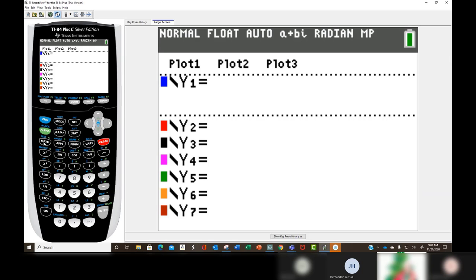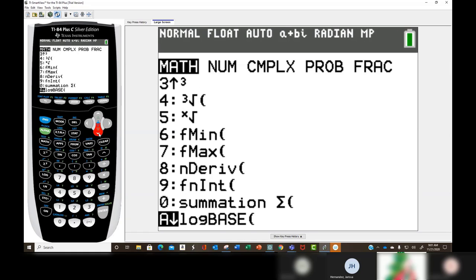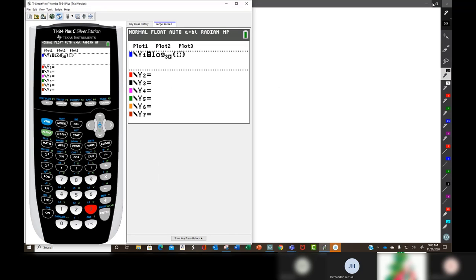All right, so the first thing I'm going to do is log base. What I do is click on the math button, and then I proceed to go down, down, down, down to A. And when I get to log base, I click on it. Now that has a little box for me to put the base in and a little box for me to put the argument in. So I believe that the base is 3. Or is it? See, that's the problem here.